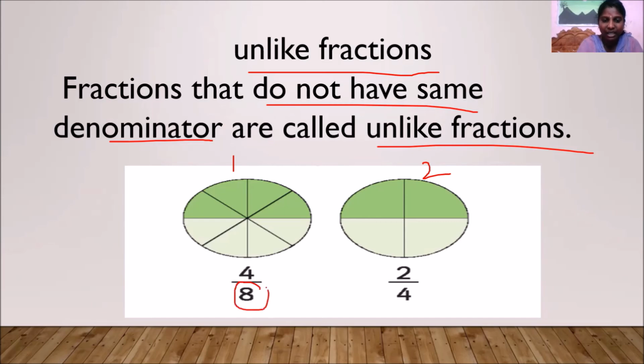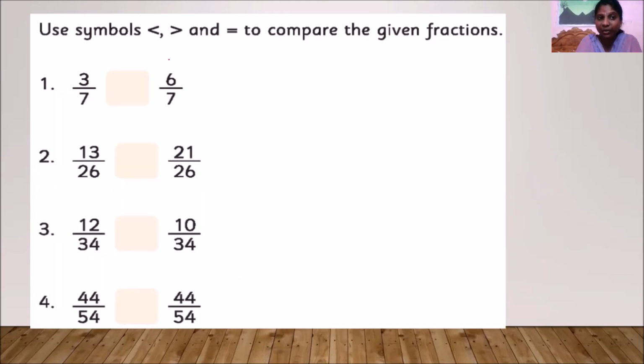Look at the denominators. In the first we have 8. In the second fraction we have 4. Are 8 and 4 the same? No, they are different numbers. If the denominator numbers are different, they are called unlike fractions. Next we are going to learn how to use the symbols less than, greater than and equal to compare the given fractions.